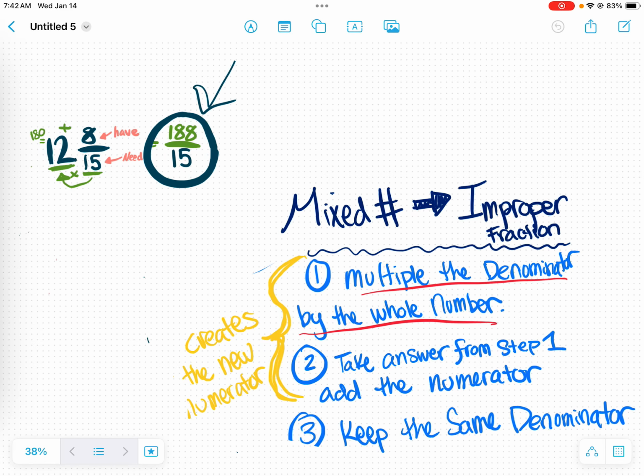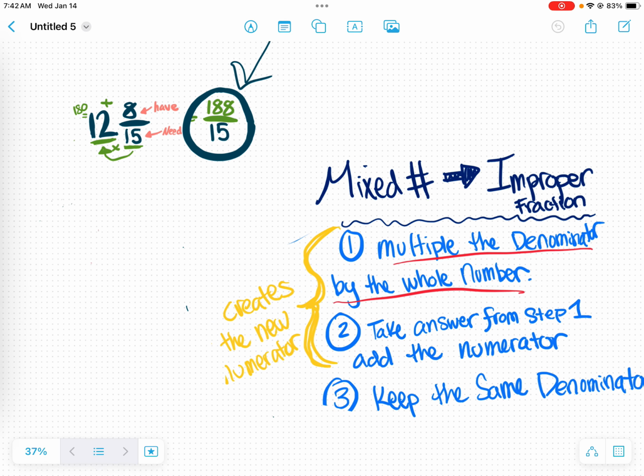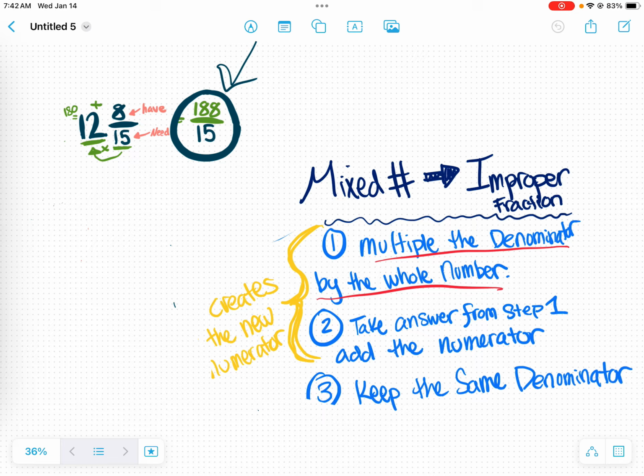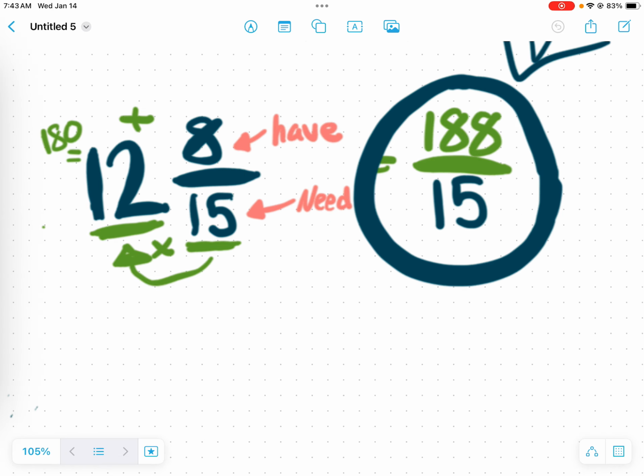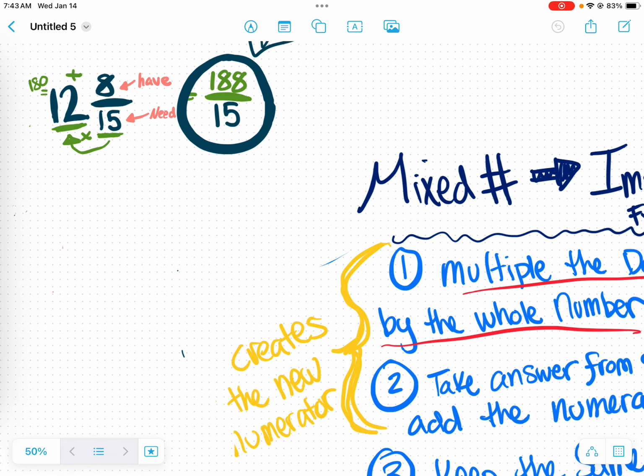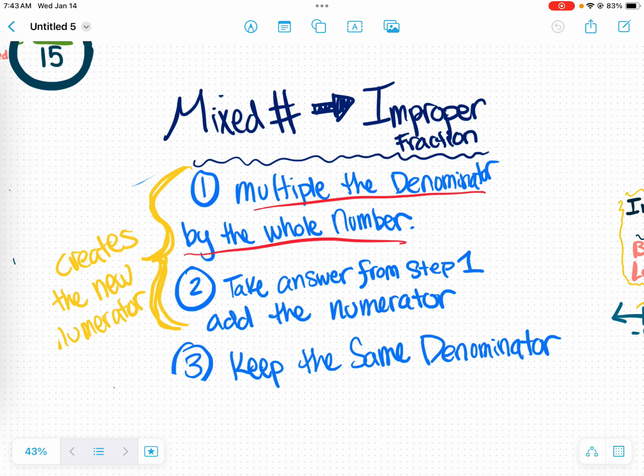In this quick video, we're going to talk about how to change mixed numbers into improper fractions. You kind of saw it when we were doing it with the pictures, but now we're going to talk about the steps of how you would do it. The steps are: you multiply the denominator by the whole number, and then you take that answer from step one and add the numerator.